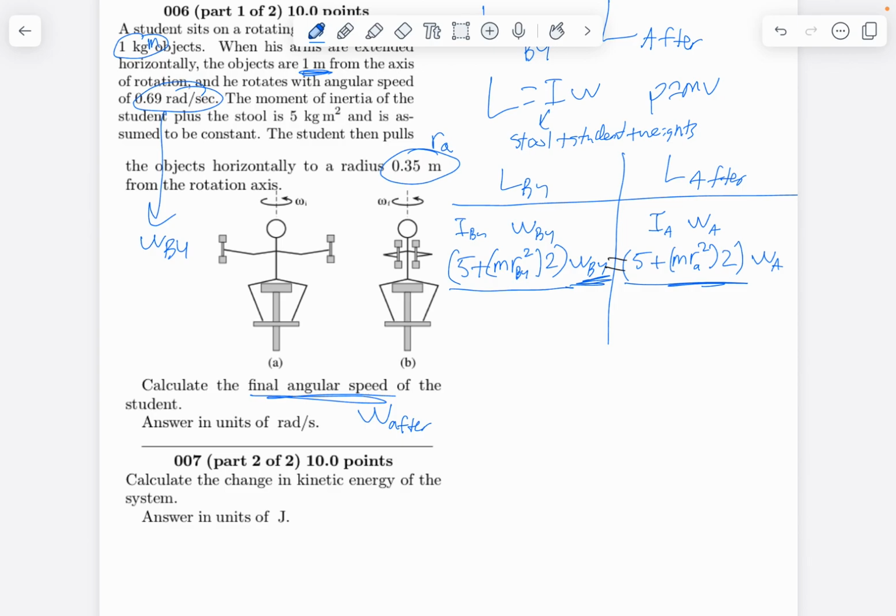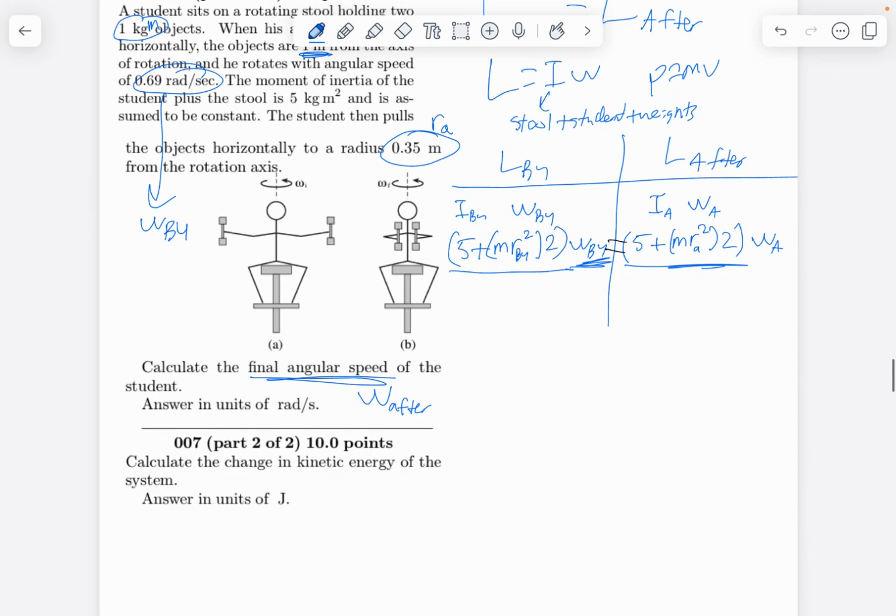The next part is to find the change in kinetic energy in the system. So you gotta ask yourself, what types of kinetic energy do you have? Are you moving? No, right? We're in the stool, we're on the spot. Then are you spinning? Yes, because it says that we're spinning. So we only have rotational kinetic energy. So the change in kinetic energy is our rotational kinetic energy after minus our rotational kinetic energy before.